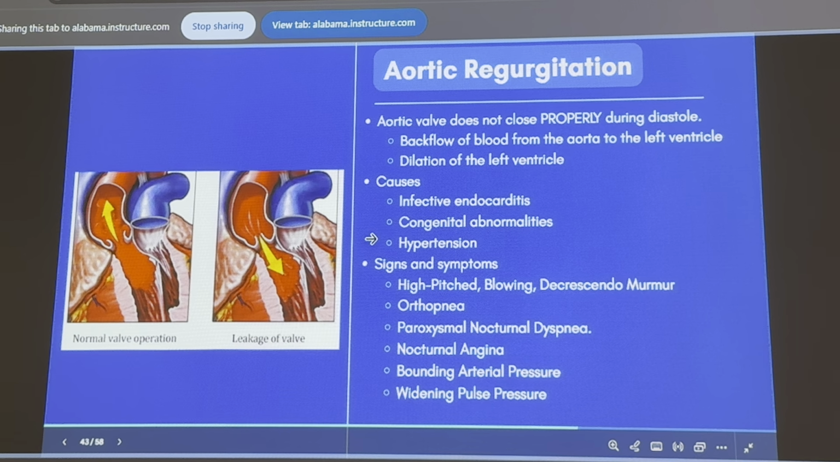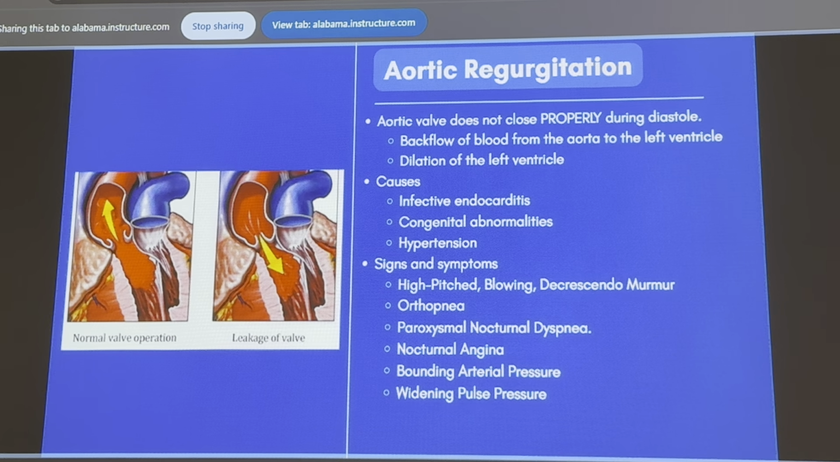All right, let's talk about aortic regurgitation. So regurgitation is what? Opening problem or closing problem? Closing. Closing problem, right? So that aortic valve is not closing appropriately as it should. It needs to close appropriately, just for that backflow of blood not to happen.